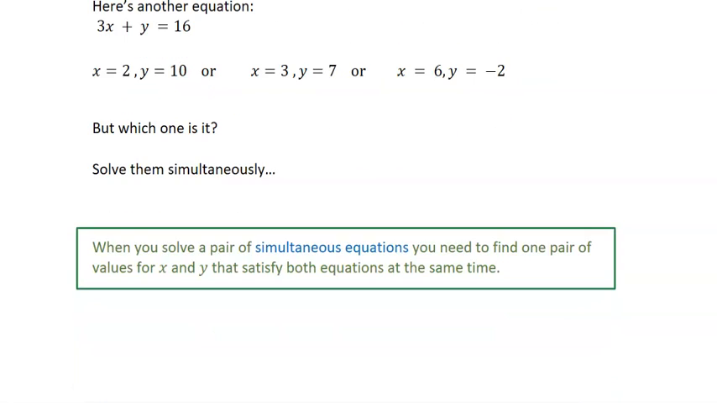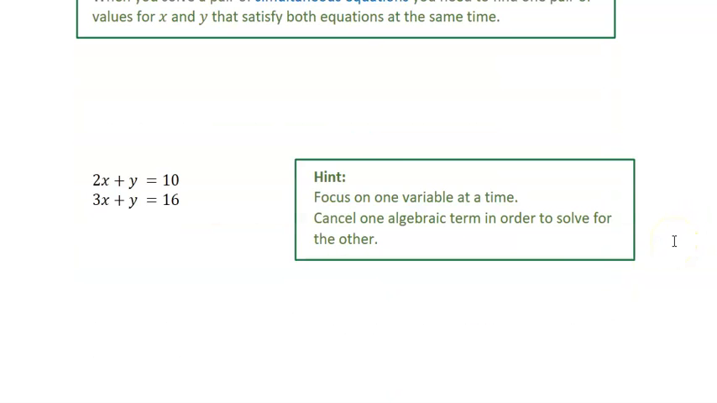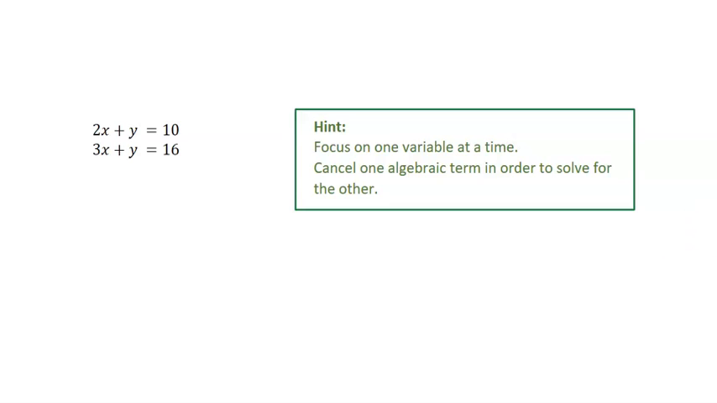Okay, so simultaneous equations. When you solve a pair of simultaneous equations, you need to find one pair of values for x and y that satisfy both of them at the same time. So let's give that a go. Have a look at those same equations here.